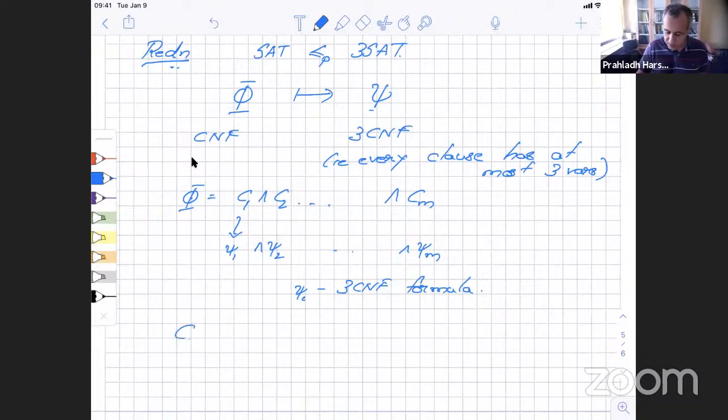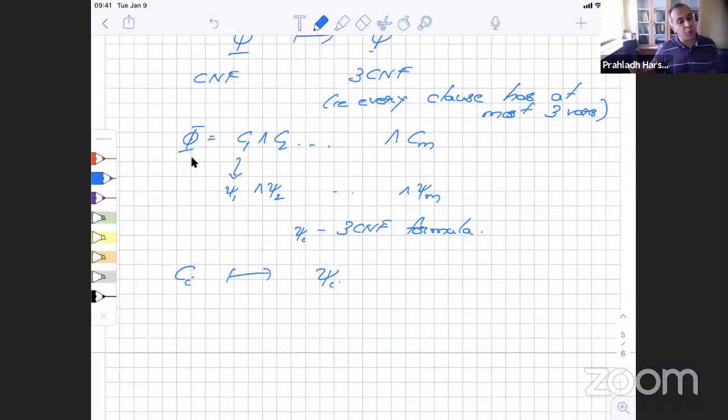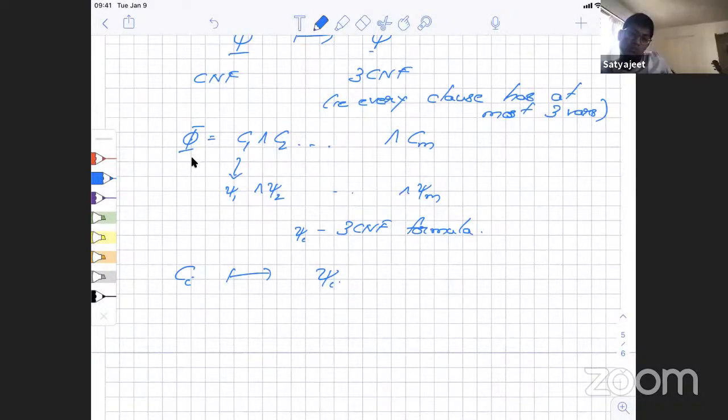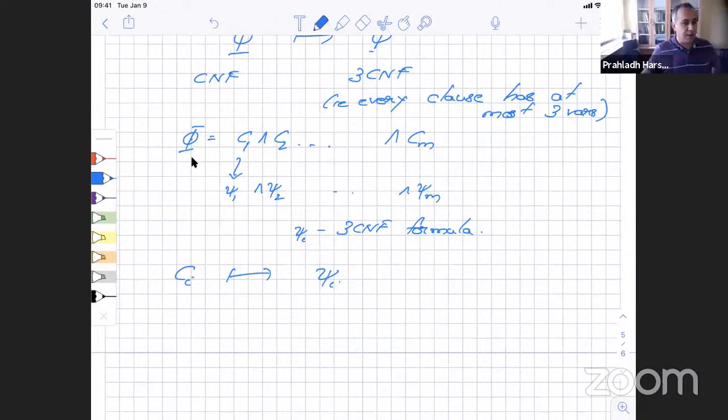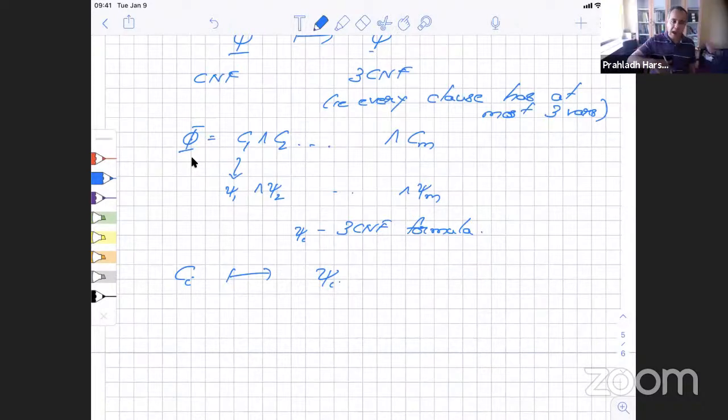Ci to psi_i. There isn't a blow up in the number of clauses or anything? No, there is, because each clause is being mapped to a formula. Each clause is not mapped to a clause. Each clause is mapped to more than one clause. That's why in the starting, this might be a clause, but this is going to be a formula. But it will be a 3CNF formula. Each psi_i is a 3CNF formula. It's an AND of several 3CNF formulas, it will still be a 3CNF formula.